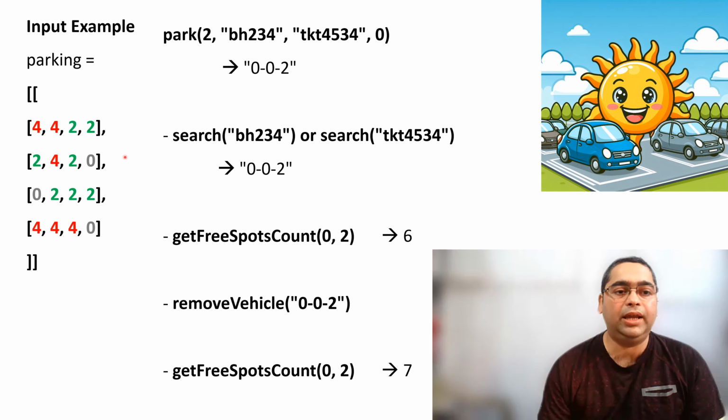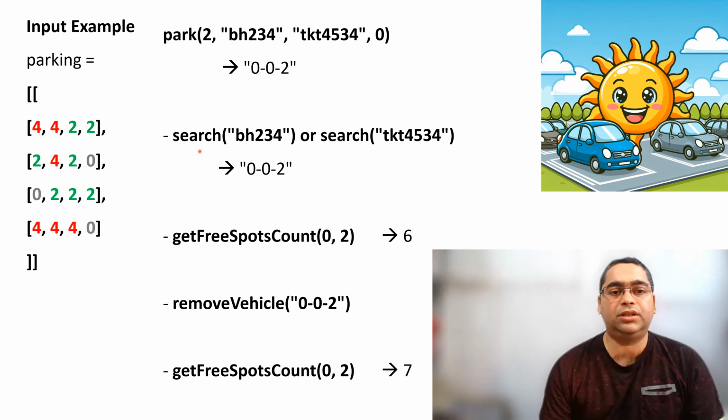This is the parking array that we have been seeing for our example. Let's suppose park is called for a two-wheeler vehicle, a vehicle number, a ticket ID, and parking strategy 0. That is, we need to find the nearest free parking spot for a two-wheeler vehicle type. So this is the free spot. So we return 002: 0th floor, 0th row and second column.